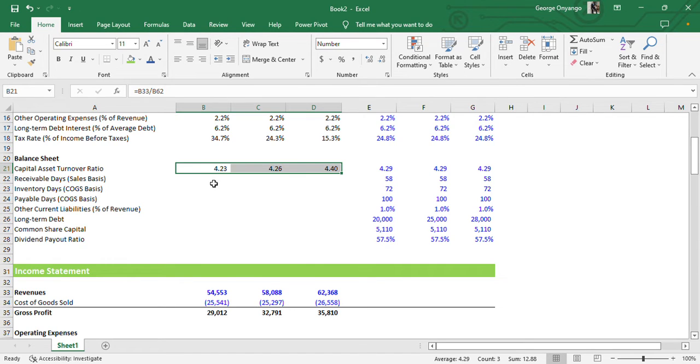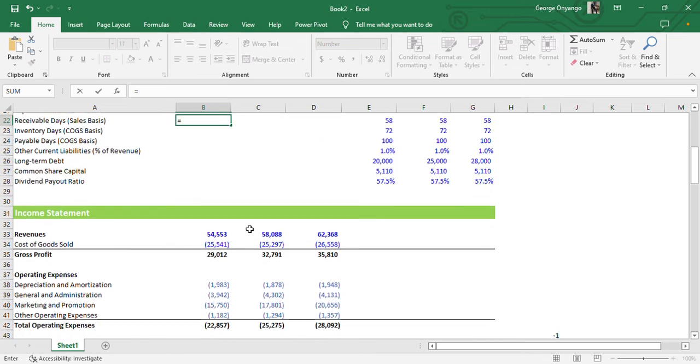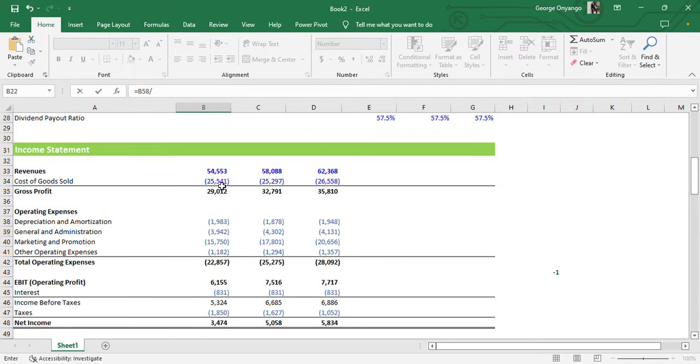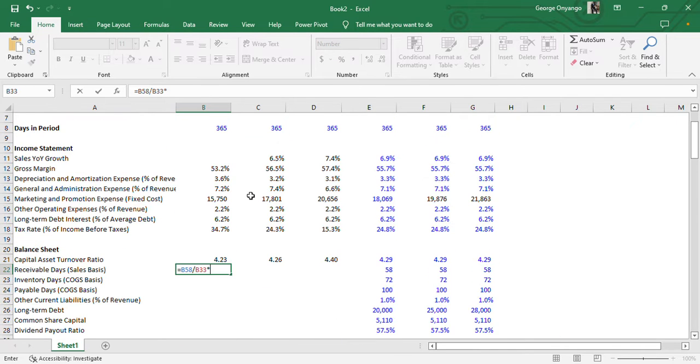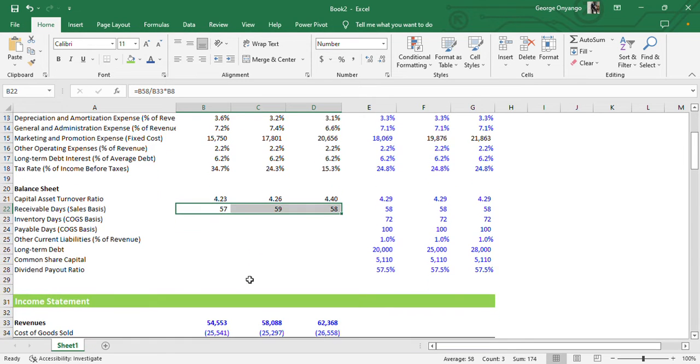Then receivable days. We are going to get this by dividing accounts receivable by revenue, then we multiply it by the number of days in a year. So the receivable days for this particular company in the year 2010 was 57 days. So those are the number of days their customers will take to pay.